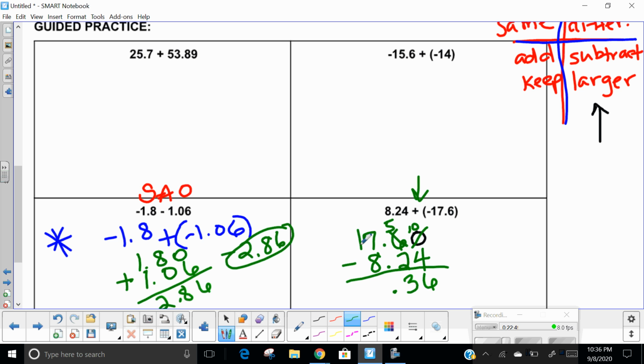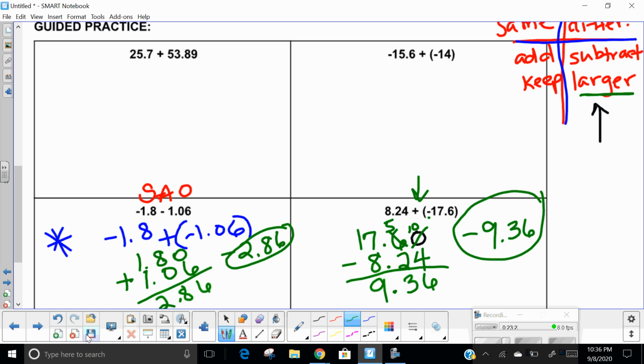And then we have, now look at this. This is really just 17 minus 8. I don't have to regroup here. I can just say 17 minus 8 equals 9. But I've got to keep the sign of the number that's the largest. Well, 17.6 is up top, so that's the largest number, and it's negative, so my answer has to be negative 9.36. And that would be my answer.